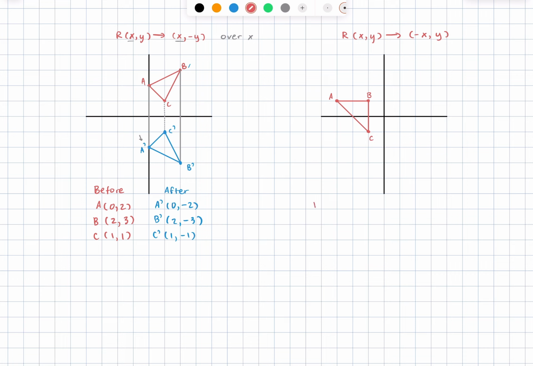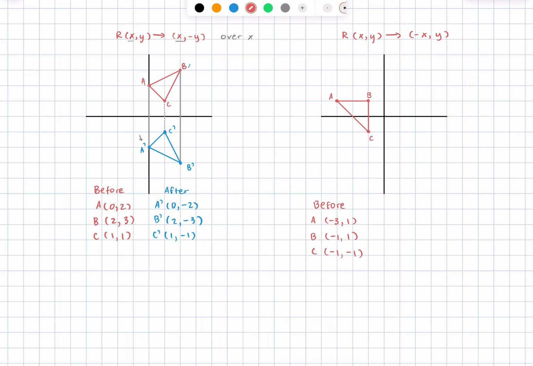So our before is going to be A, which is negative 3, comma 1. B is going to be negative 1, comma 1. And then C is going to be negative 1, comma negative 1.